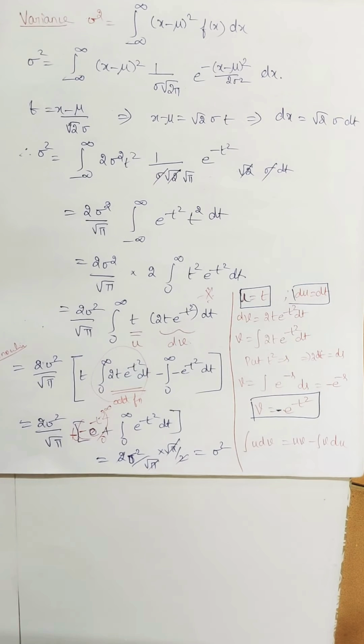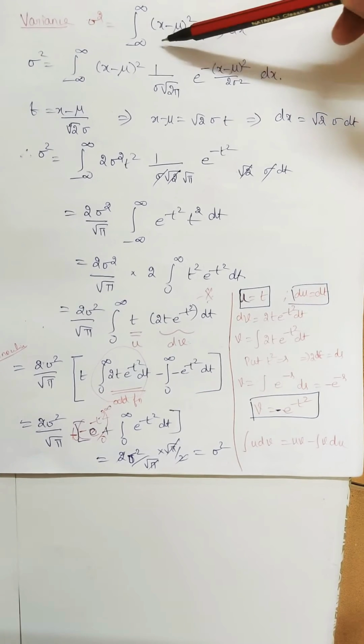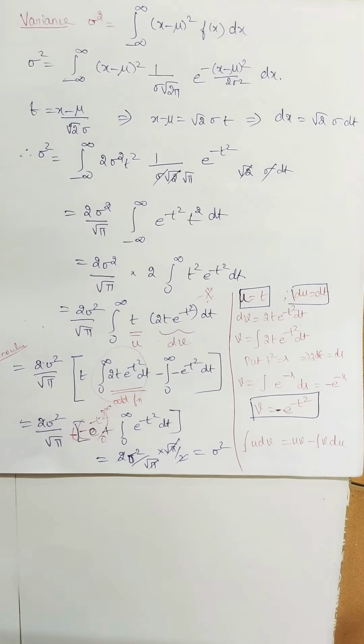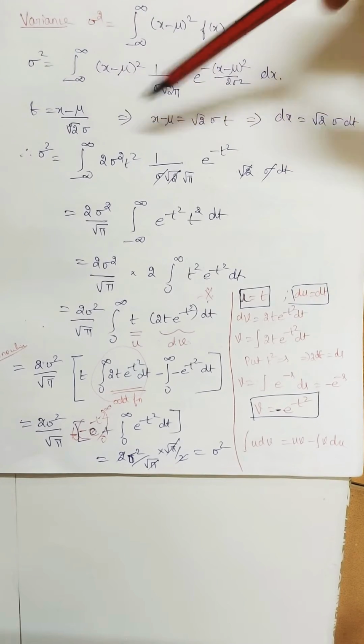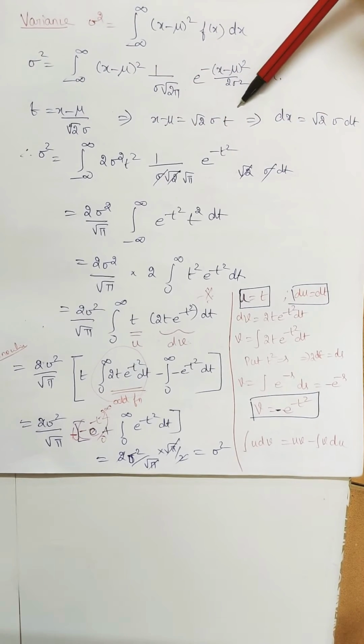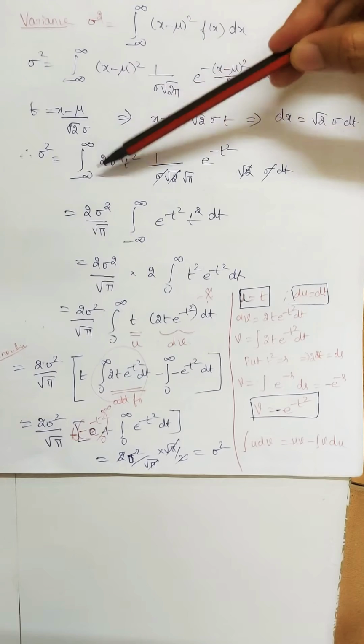Yes, now the proof for variance. This is almost similar to the mean. If you got the idea of the mean proof, then this is easy. Only the formula is different: X minus mu the whole square, f of x dx. We know what f of x is; the whole junk I have substituted here. Same substitution, t as x minus mu by root 2 sigma. Therefore x minus mu is root 2 sigma t, therefore dx is root 2 sigma dt. Same as what we have done in the mean. Same substitution, limit is same.